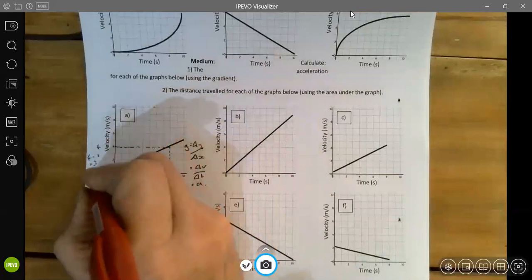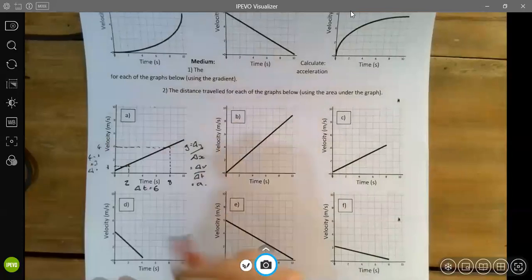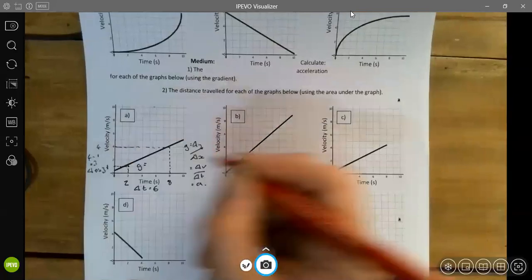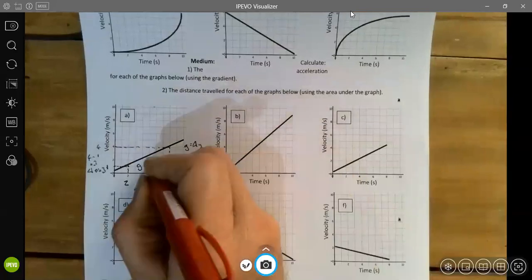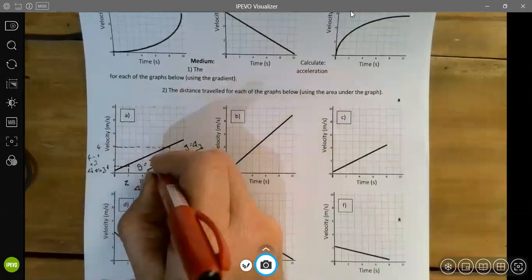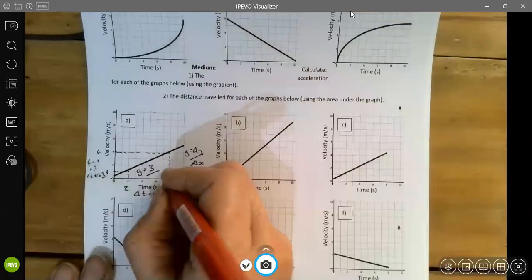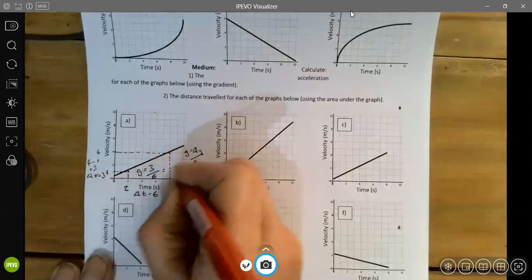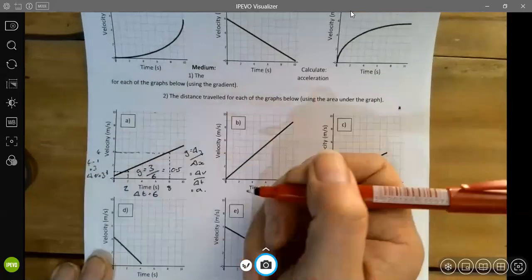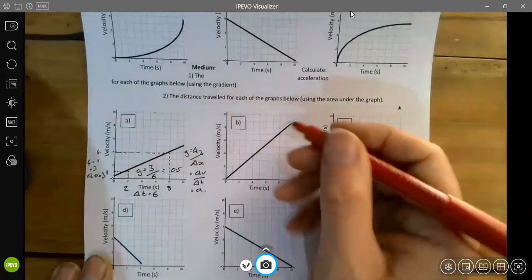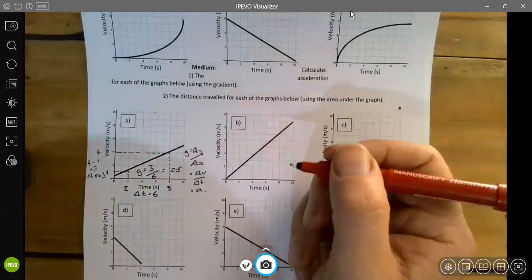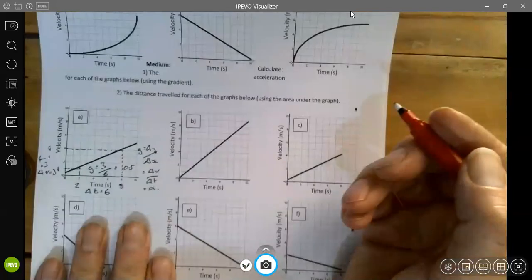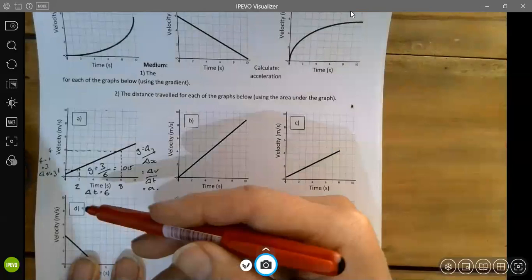So our change in velocity is equal to 3. So the gradient is going to be equal to the change in y, which is 3, divided by the change in x, which is 6. So 3 divided by 6 is equal to 0.5, and that's 0.5 meters per second squared. Now, you might want to pause the video and have a look at that and do it on yours.